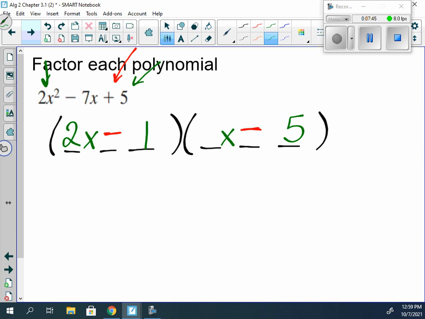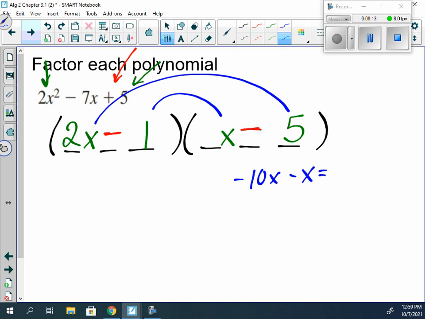Now it doesn't really matter how we plug them in, because again, our last step is plug and check. And again, we're only really going to do the first and last in the middle, because 2x times x will get me back to 2x squared. Negative 1 times negative 5 is still 5. That doesn't change. But here, 2x times negative 5 would be negative 10x. Negative 1 times x is negative x. And negative 10x minus x is negative 11x. Is that what we wanted? Well, no, we want it to be negative 7. Okay. So we do need to change something.